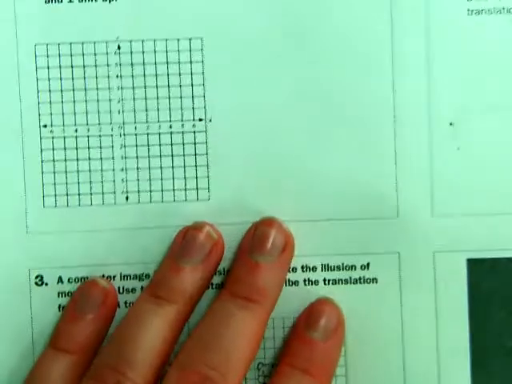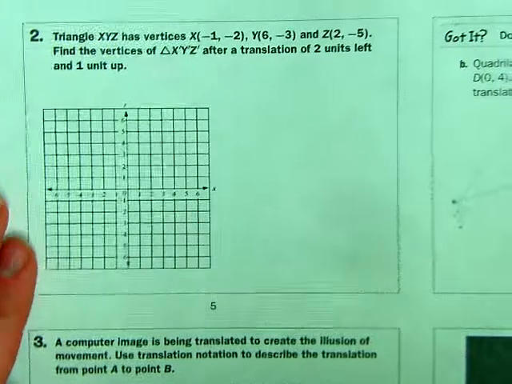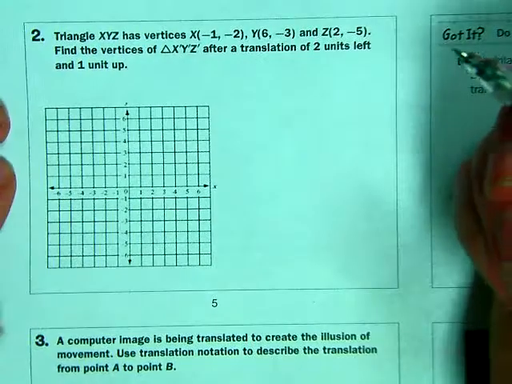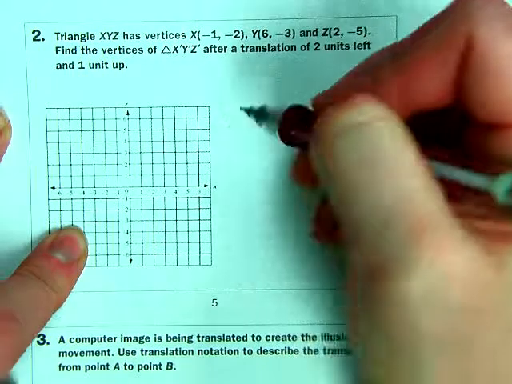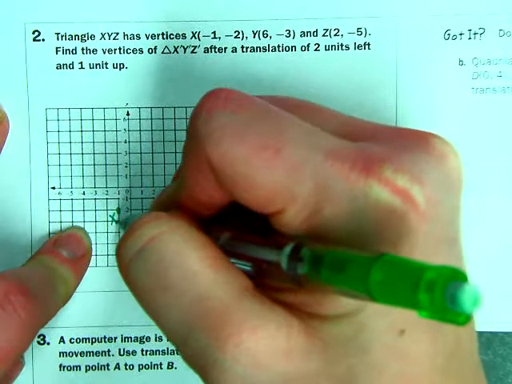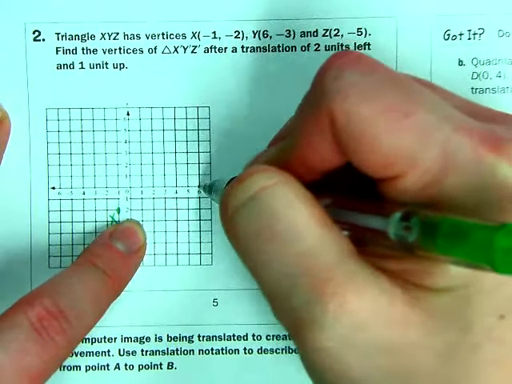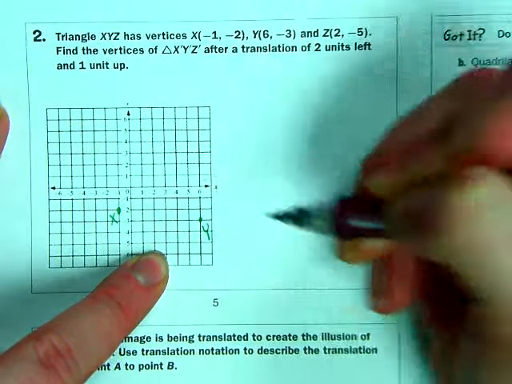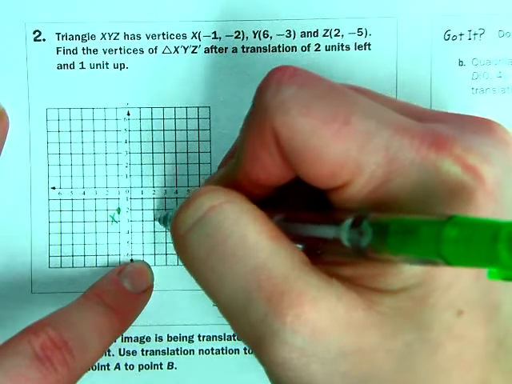Okay, let's do one here. So it says triangle XYZ has vertices here, here, and here. Find the vertices after 2 units left and 1 unit up. So we can graph this. -1, -2, so that's my x. 6, -3, there's my y, and z is 2, -5.